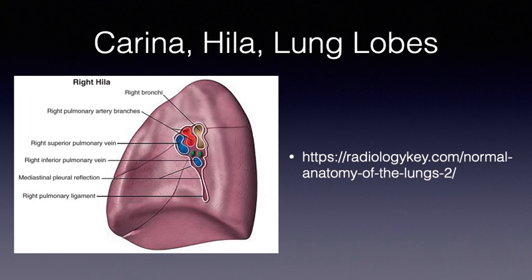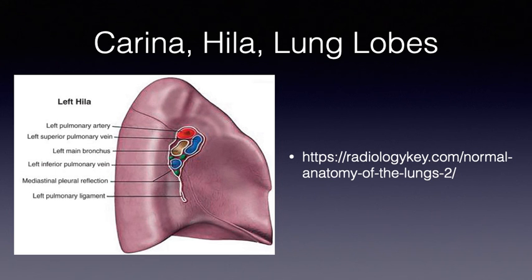We can, of course, look at this from the other perspective as well. The right bronchus is behind the right pulmonary artery, and the left bronchus is under the left pulmonary artery.